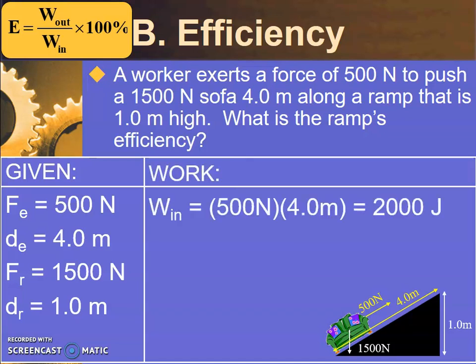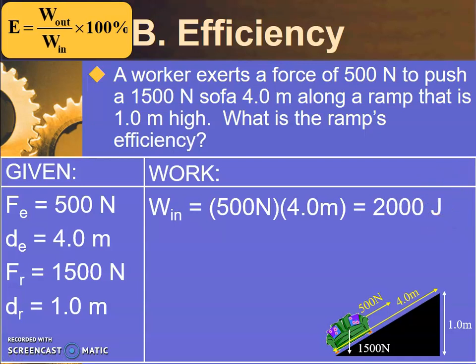Okay, so first I need to calculate work input. So remember that work is equal to force times distance. For the input, we need the force and distance of the human. We need the effort. So our effort force is 500. Our effort distance is 4. So we do 500 times 4 is 2000 joules. Remember, work's unit is always joules.